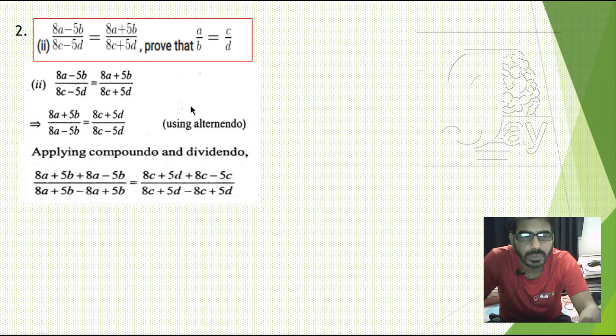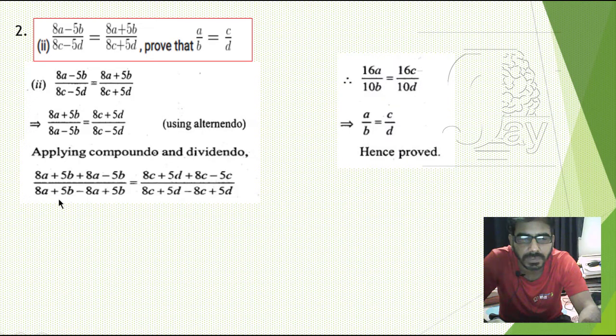Now applying componendo and dividendo, once you have this, you can see that we can cancel these terms. Some of the terms will be cancelled. 8a plus 5b, numerator plus denominator. So what is the denominator? 8a minus 5b. If you add it, 5b gets cancelled, plus 5b minus 5b, plus 8a minus 8a. So if you take componendo and dividendo in such cases, the terms are cancelled. Similarly on the right hand side also, and finally we get a/b = c/d. So that is how it is proved.